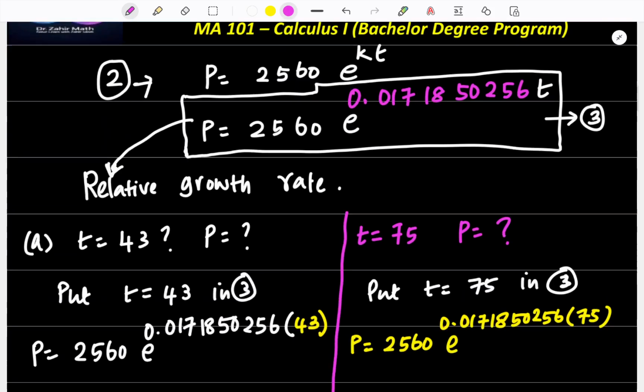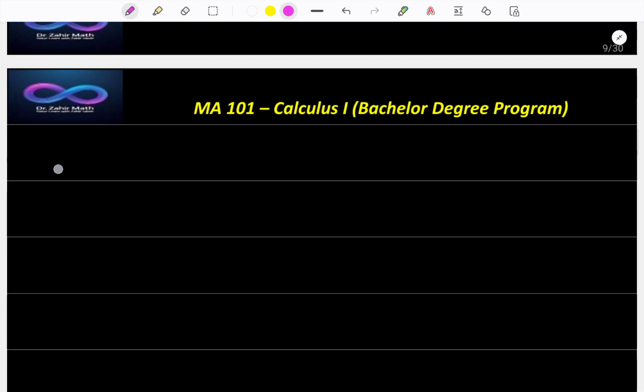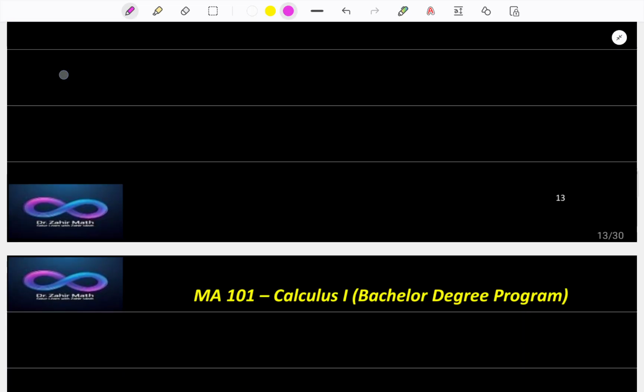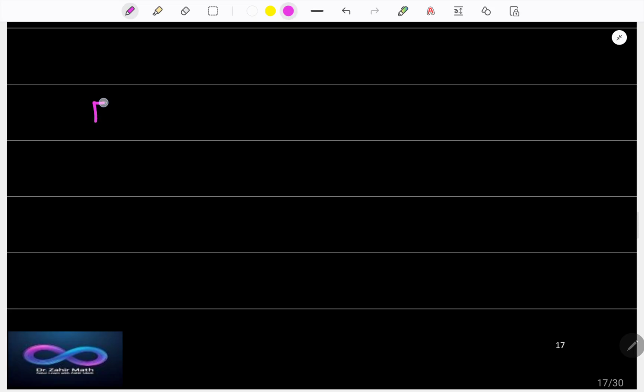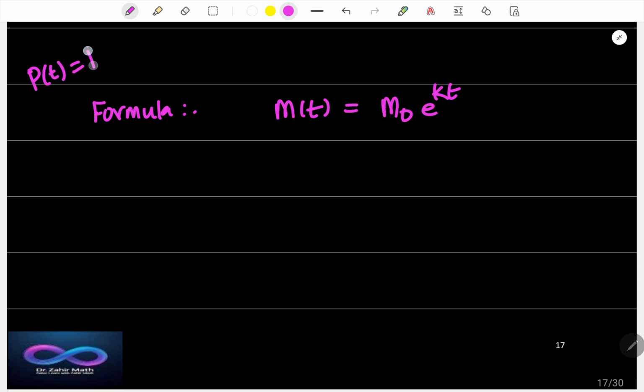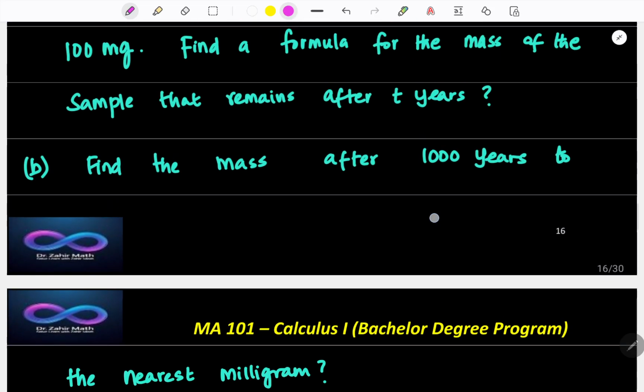Similarly, the next question is growth decay. So radioactive substance, I'm going to give it. In this problem also, you are going to remember one formula. That formula is also similar to this. What is the formula? I'll tell you. The formula is m of t is equal to m naught e power kt. What is the formula there? P of t is equal to p naught e power kt. It is the same as this formula. Instead of p population, here you have the substance mass. That's it. Only this is the change.